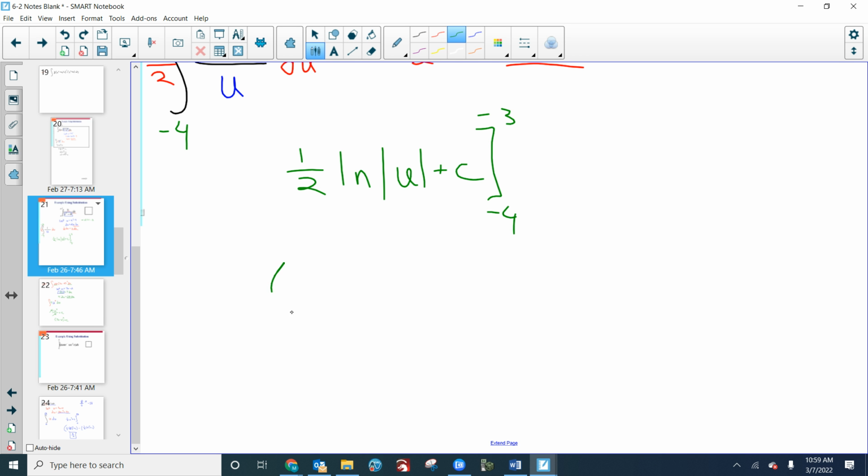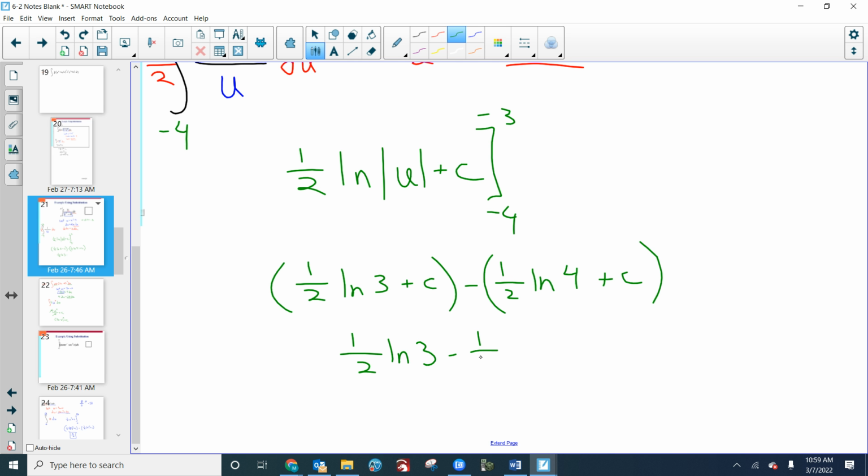What do I plug in first? 1/2 ln absolute value of -3 plus c, minus 1/2 ln 4 plus c. So you get 1/2 ln 3 minus 1/2 ln 4. And yes, there are properties of ln's. You could write it in a simpler form. I'm going to accept that answer for now because the bell's going to ring. All right. Did you follow that? This is one of those times, if you didn't, you might want to go back and watch the video. If you get stuck, watch the video, okay?